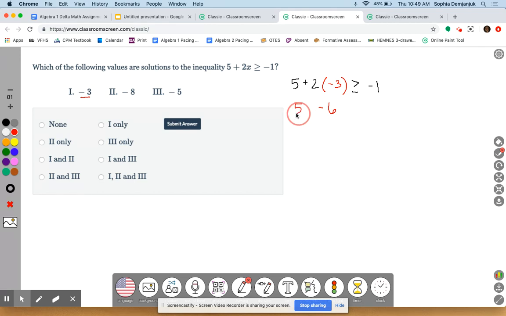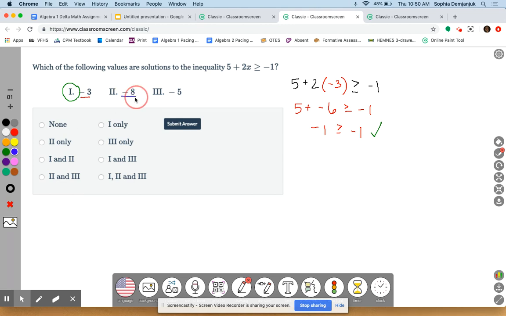Bring down the 5 plus. Bring down the greater than or equal to negative 1. And I can keep simplifying. 5 plus a negative 6 gives me negative 1. Bring down the symbol, greater than or equal to negative 1. And we know that negative 1 is equal to negative 1. So our option 1 does work.